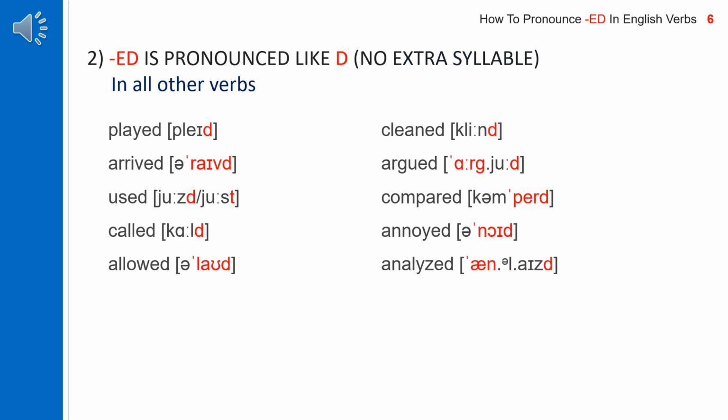Now, ed is pronounced like D after voiced sounds. So this one, play, ends in a vowel. A vowel is always voiced. So you pronounce it as played. Arrived, used, called. Again, it's not called with a separate E sound, the E doesn't make a sound. Called, allowed, cleaned, argued, compared, annoyed, analyzed. One more time. Played, arrived, used, called, allowed, cleaned, argued, compared. The accent is on the second syllable. Compared, annoyed, analyzed.